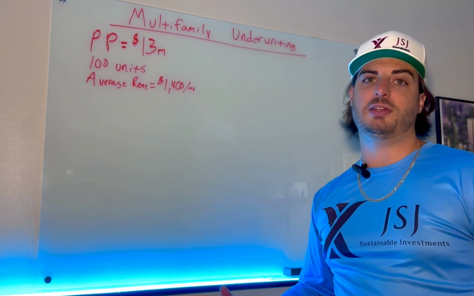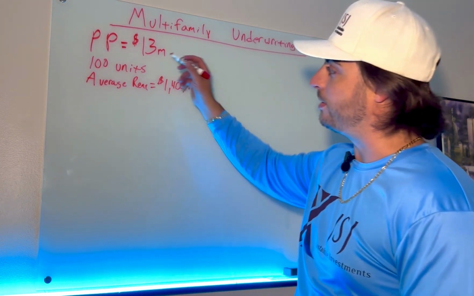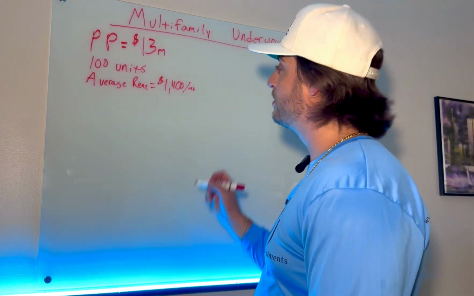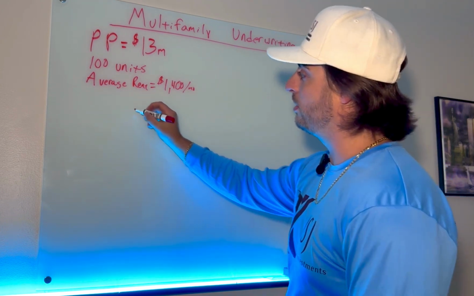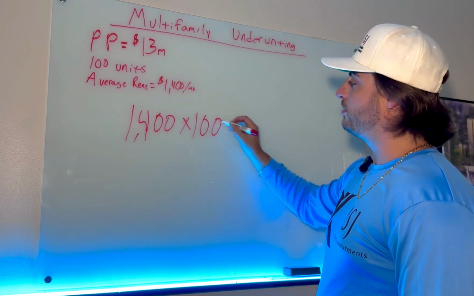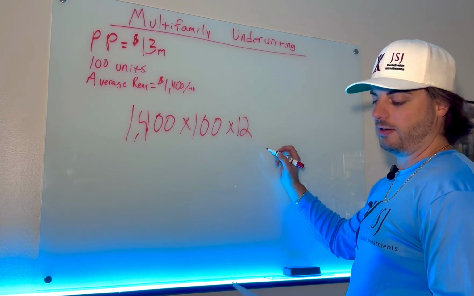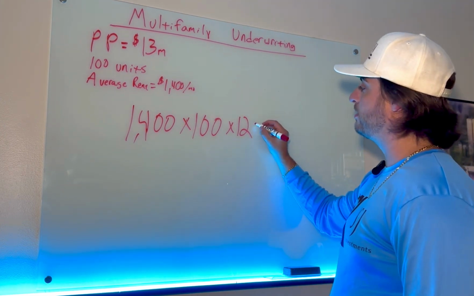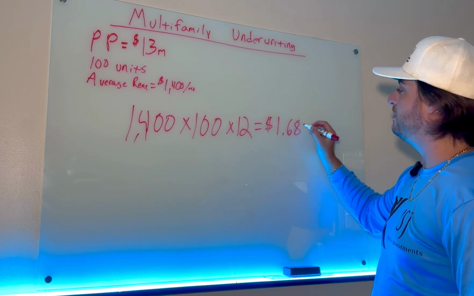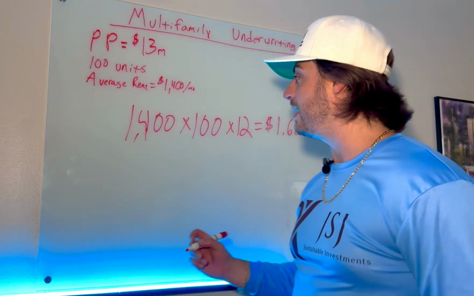But Jesse, you said I needed the NOI and the cap rate. How am I going to get it with just this information? Well, the first thing we're going to do is calculate the income. So we're going to take the rent, 1,400. Yikes, that 4 is brutal. Multiply it by the 100 units, and then multiply that by 12 because there are 12 months in the year. This is going to be our gross rent. So our gross rent is $1.68 million.